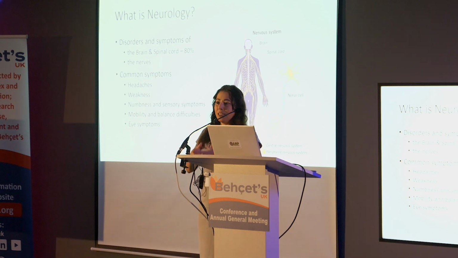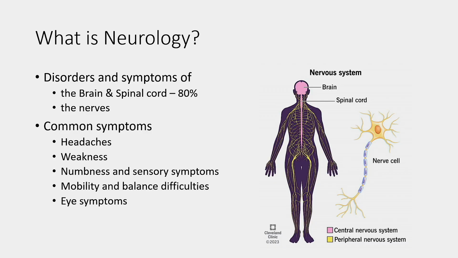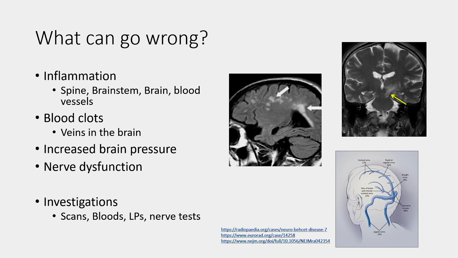Neurology is the study of your nervous system. Your nervous system starts from the brain, goes down to the brain stem, goes down to your spine, and then nerves feed into your arms and legs. So anywhere along that, unfortunately, Behçet's disease can affect, and as a result, you can have symptoms relating to that particular area. The commonest thing with neuro-Behçet's disease would be inflammation of the brain.